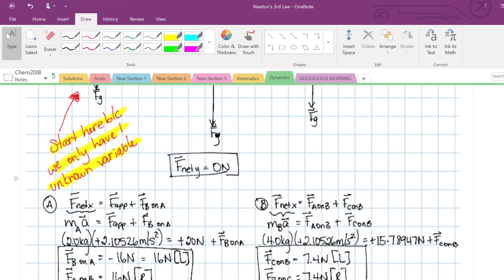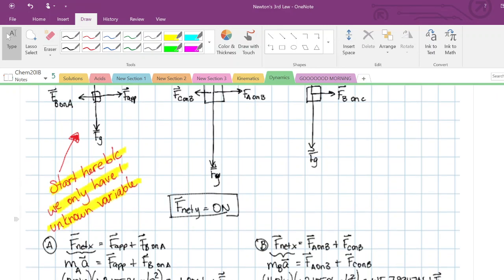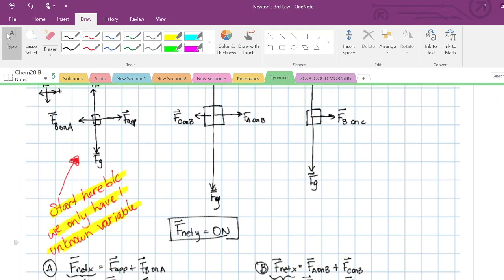So now we know that force of A on B is 16 newtons to the right. So I'm going to set up my equation for the net forces in this parallel direction for block B. So we have force net parallel is equal to force of A on B here plus force of C on B. And that's all we've got.